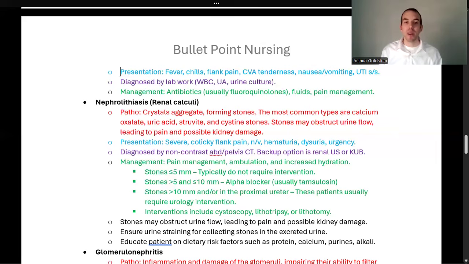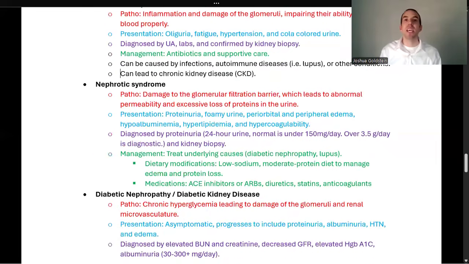Next, we have glomerular nephritis. Pathophysiology over here is inflammation and damage of the glomeruli, leading to their inability to filter blood properly. The presentation over here is going to be oliguria. Again, that's pretty common in nephrology issues, along with fatigue, hypertension, and cola-colored urine. If you see that on a test bank, it's almost always talking about glomerular nephritis.